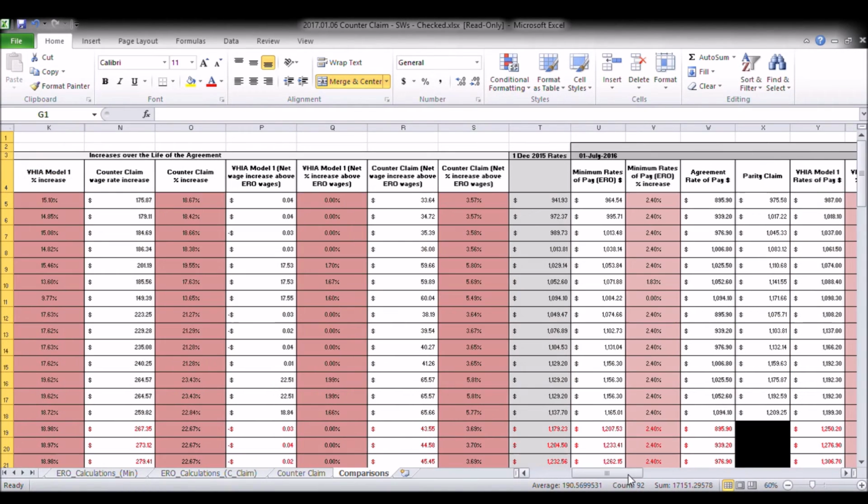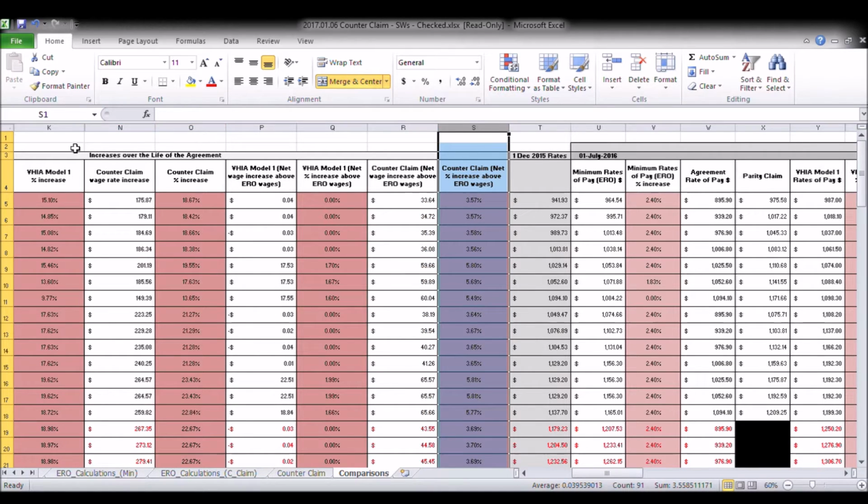Then what we get to is the amount that the VHIA proposal is above minimum wages in dollar figures, and then again we've got it in percentage terms. So that is how much in percentage terms the VHIA proposal wage rates are above the minimum wage rates, and then the same comparison is done for the ASU counterclaim.